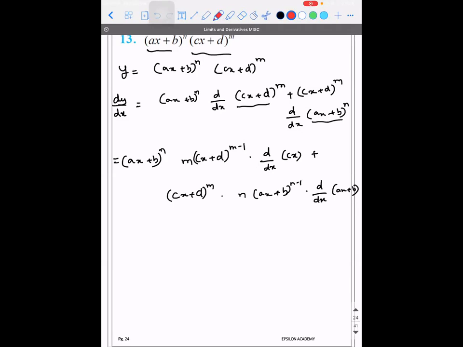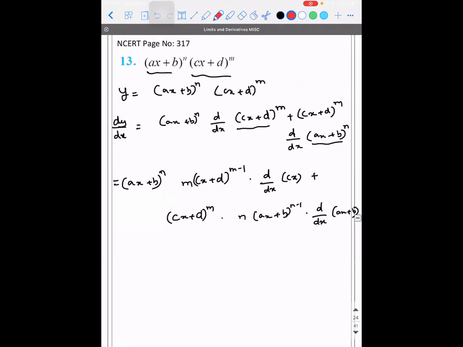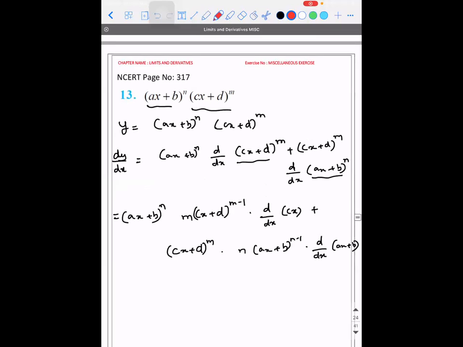Any doubt? Sir, I have a doubt. Tell me. Sir, can't we directly do n into ax plus b into derivative of ax plus b, then for the next one also the same thing, and then multiply both? You cannot do this, because this is a different function and this is a different function. f of x into g of x is always f of x into derivative of g of x, plus g of x into derivative of f of x. I am applying product rule. You can't do it separately. You have to do it as a product rule.